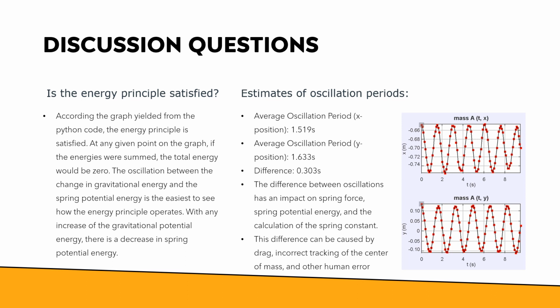0.303 seconds. This difference between oscillations has an impact on the spring force, the spring potential energy, and the calculation of the spring constant. This difference can be caused by drag and errors in tracking the center of mass, among other human error.